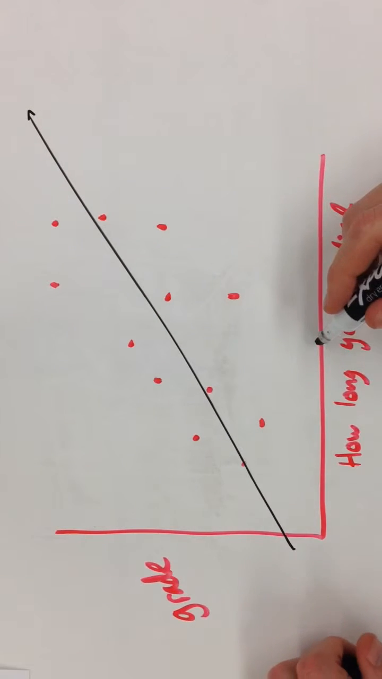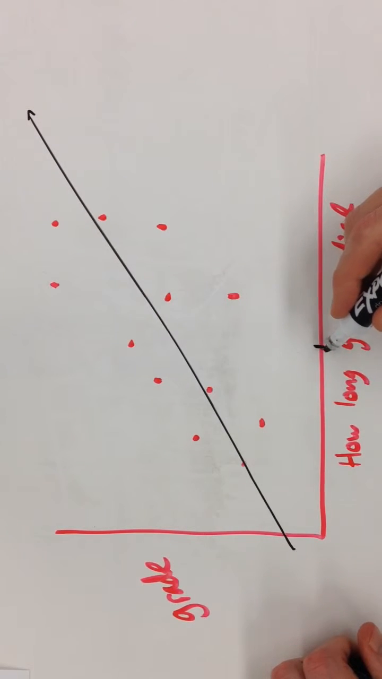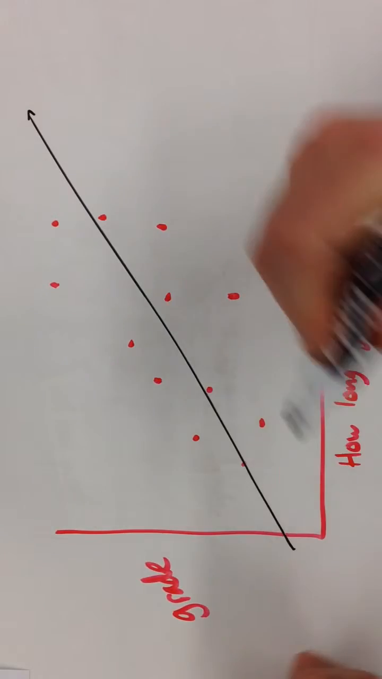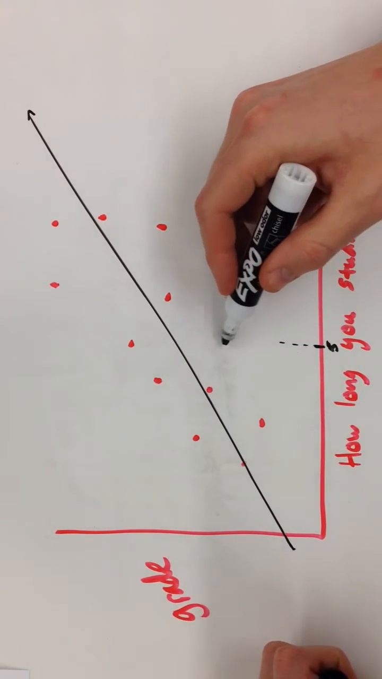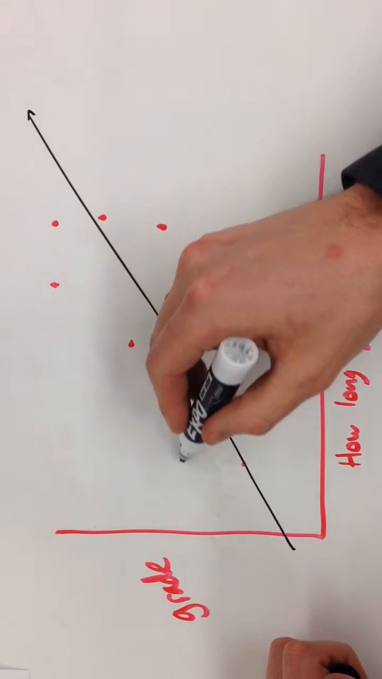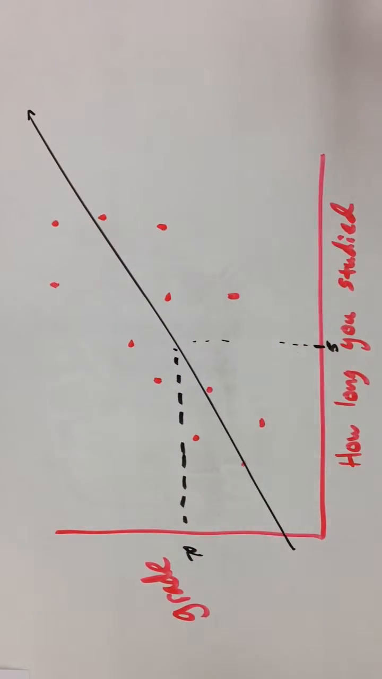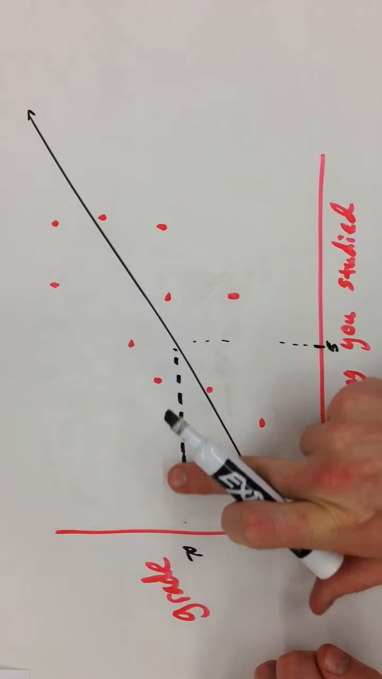Now let's say that I have someone that studied for 5 hours and I wanted to figure out what I would predict their score to be. I could just go up to my line of best fit and say, okay, well, I would expect them to get, let's say, a 70%. That's a totally reasonable thing to do.